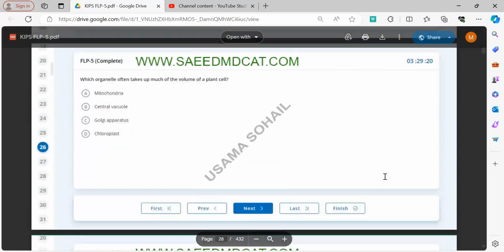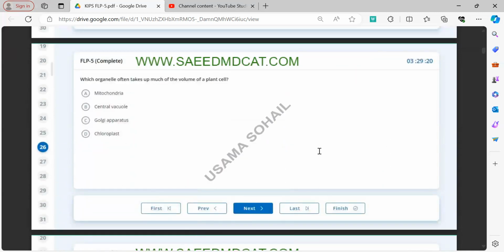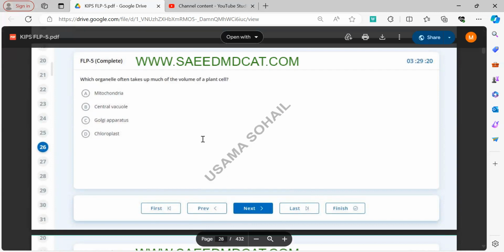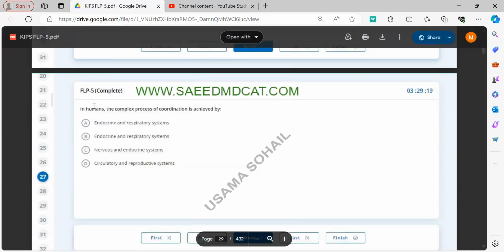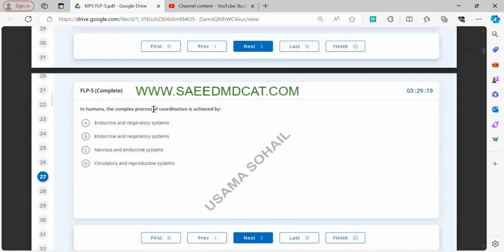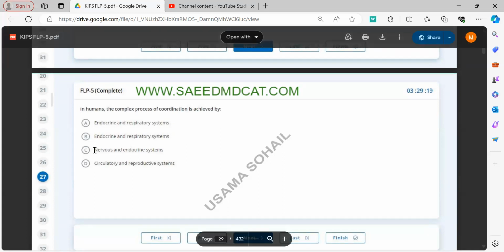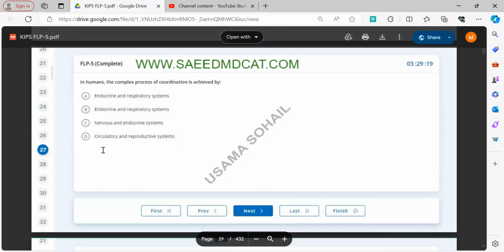In question number 26, we know that in the structure of a plant cell, the majority of the surface area is covered by the central vacuole, which has the cell sap and all the nutrients. In question number 27, we know that the process of coordination and control in human beings is controlled by the endocrines and the nervous system. So the correct option would be C, because in order to control the distant parts, hormones are used which are released by the endocrine glands, and the nervous system is controlled by the brain as well as the spinal cord.